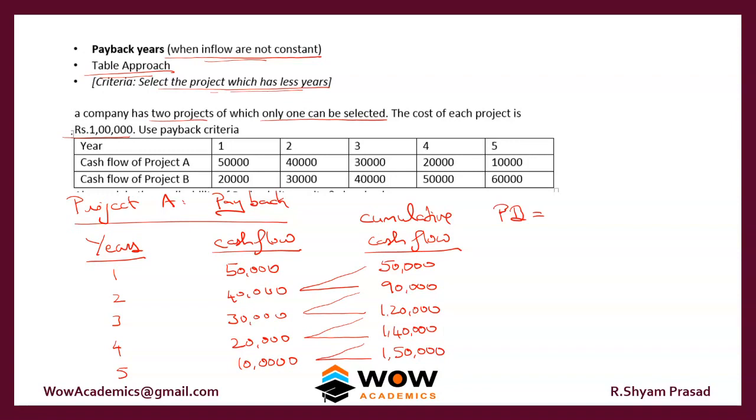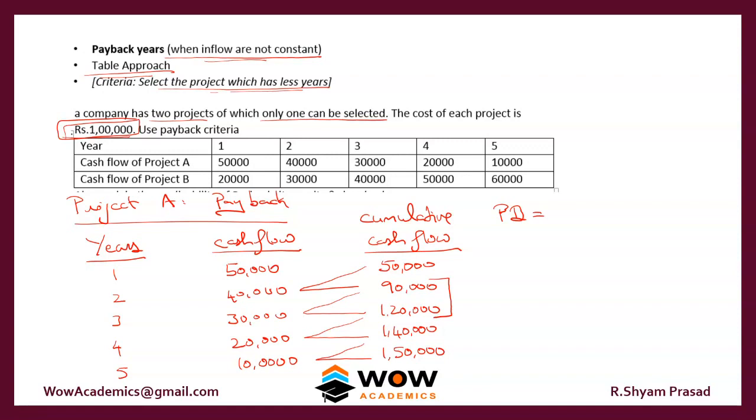So the payback works like this. First, find out what is the total investment. The total investment is 1 lakh. Okay, look in which year it is crossing that 1 lakh. It crosses in the year second to third year. So it means that between the second year and the third year, the payback is situated.